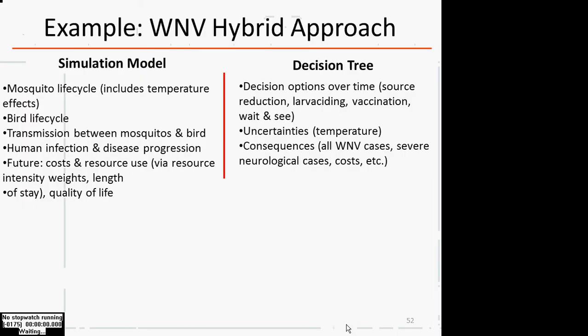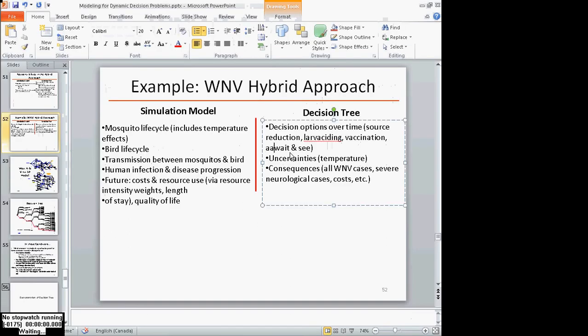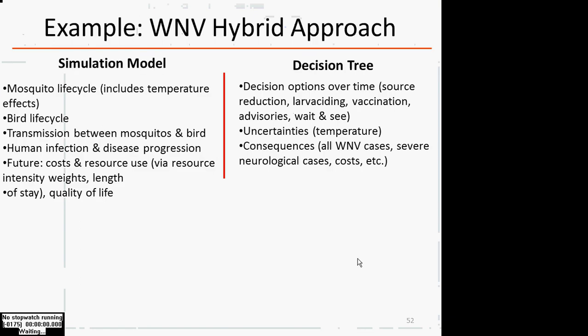What would the decision tree represent? Well, the decision tree might represent the choices over time. A given decision node might represent the choice between source reduction, larviciding, doing nothing, in other words waiting and seeing, and vaccination. Continuing to vaccinate, or maybe it's advisories. So advisory should be on here. It might represent uncertainties involving temperature, involving rainfall, or what have you. It might involve consequences. In other words, the decision tree might have consequences representing the number of severe neurological cases, or all West Nile virus cases, or all costs. That would be represented in the decision tree.